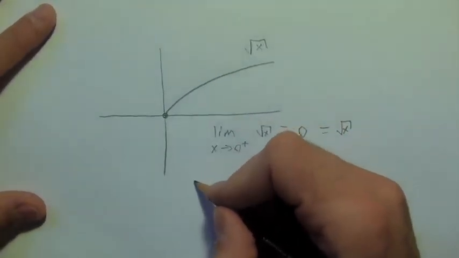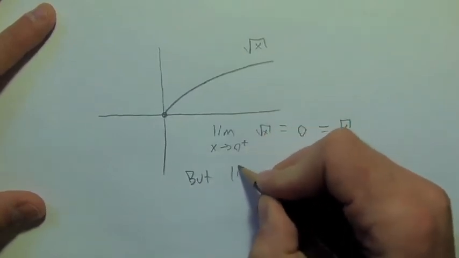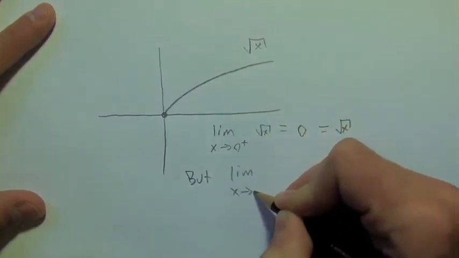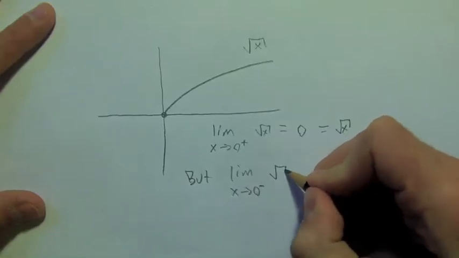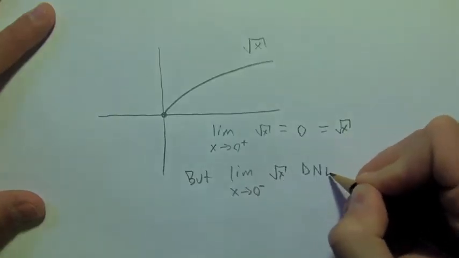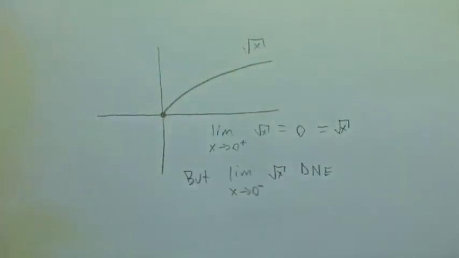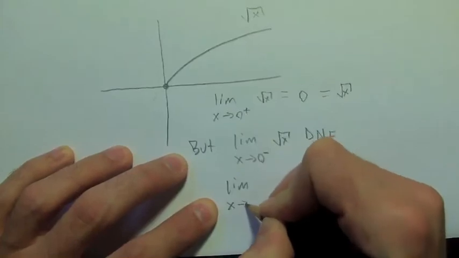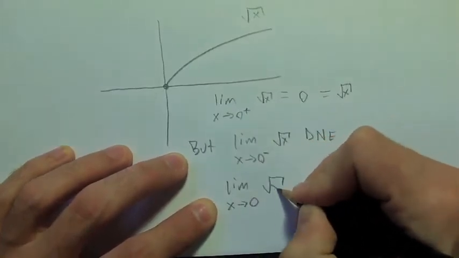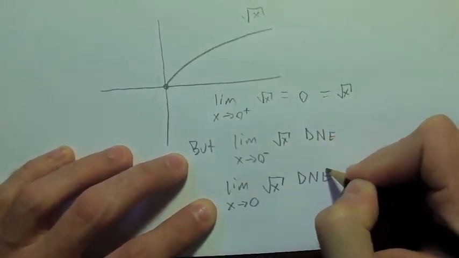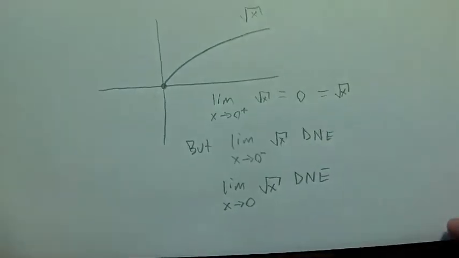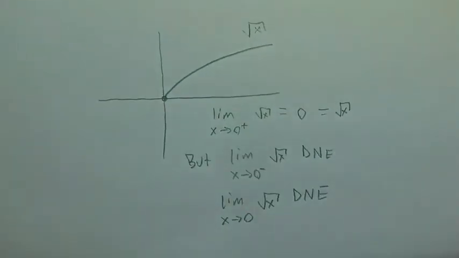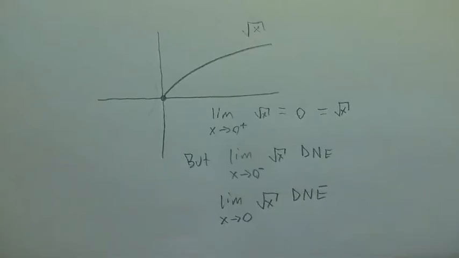But the limit as x goes to -1 of the square root of x doesn't actually exist because there's nothing over here, right? There's no graph. So that actually means that the limit as x goes to 0 from both sides does not exist. Okay. Yeah, kind of crazy, right?